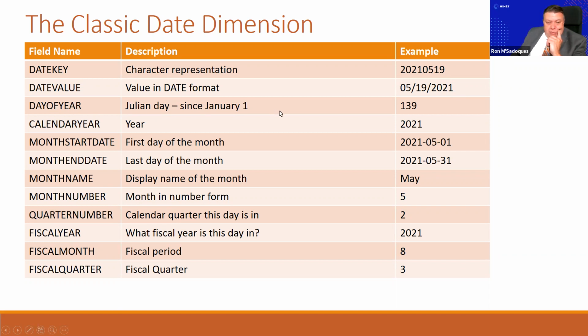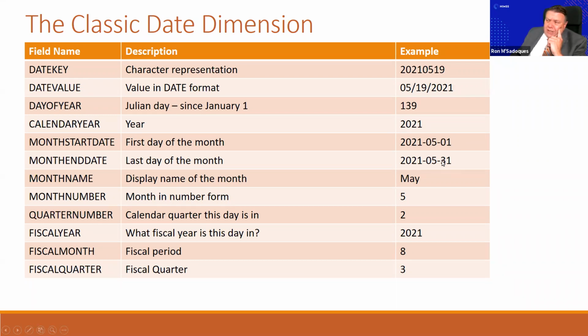Day of year. So what's the Julian day since January 1st? And today is 139. The calendar year. And that way, you don't have to run the functions that can pull the year out by parsing. Some other very useful things: the first day of the month, the last day of the month.